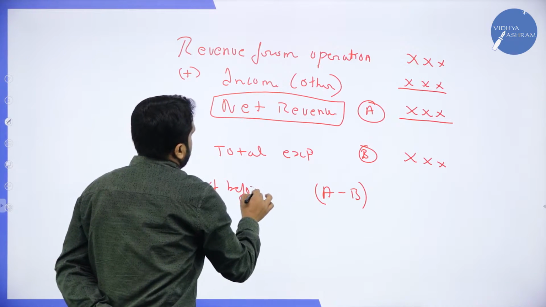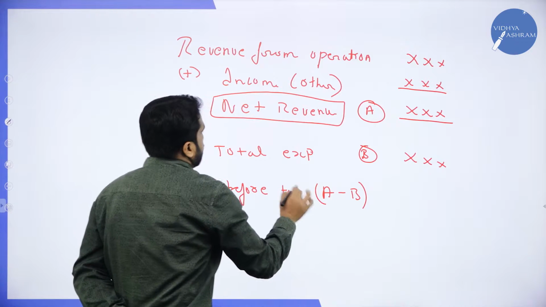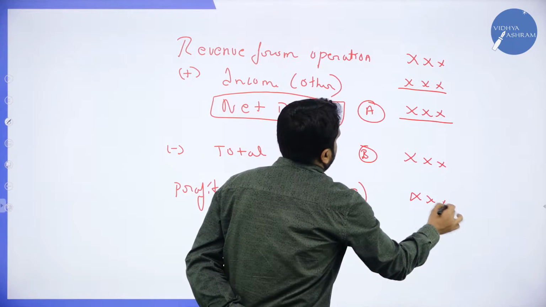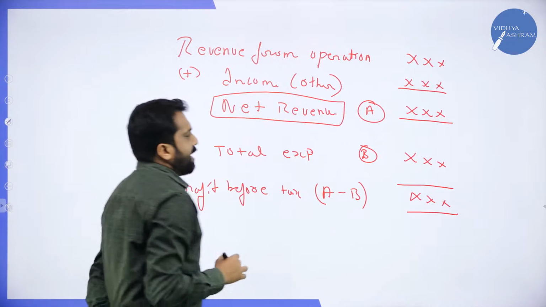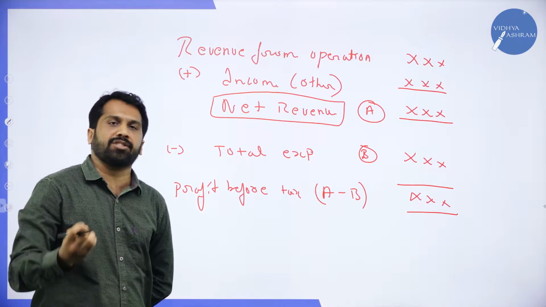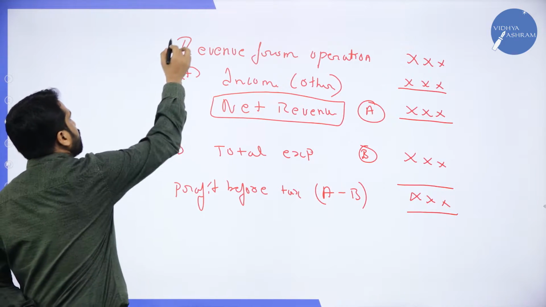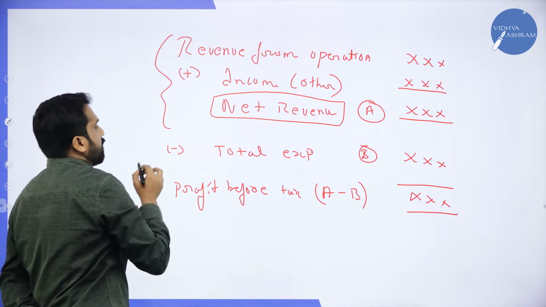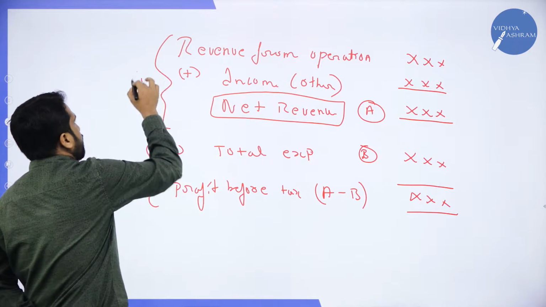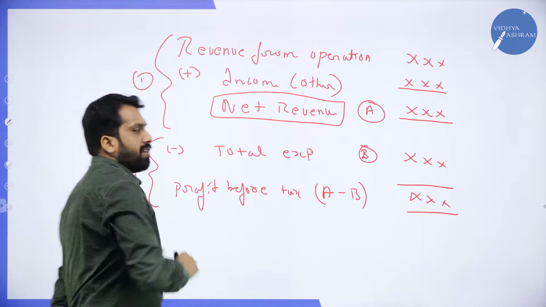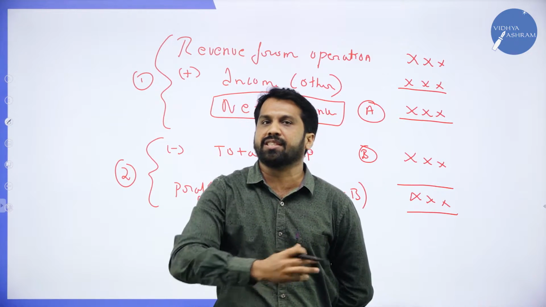profit before taxation. Profit before taxation. This is your stage 2. Stage 1 is over. This is your stage 2. After this, we'll go for stage 3.